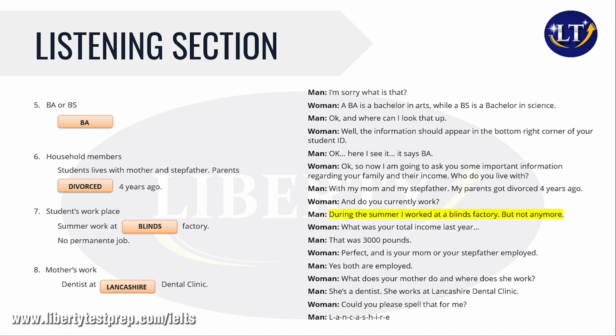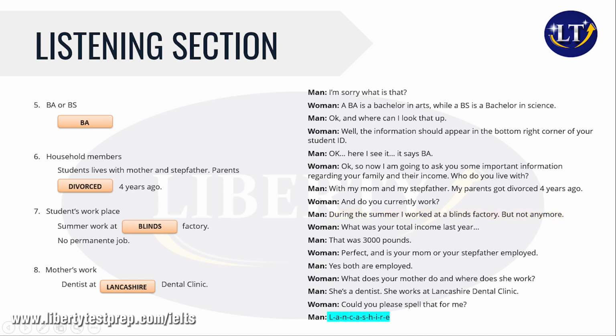The answer for number 7 would be blinds. Blinds factory. Okay, he has a summer job at a blinds factory. During the summer, I worked at a blinds factory, but not anymore. So summer job, blinds factory. He only says it once though, so that could be a little bit confusing for people who don't have enough vocabulary, right? And they don't know what a blind is.